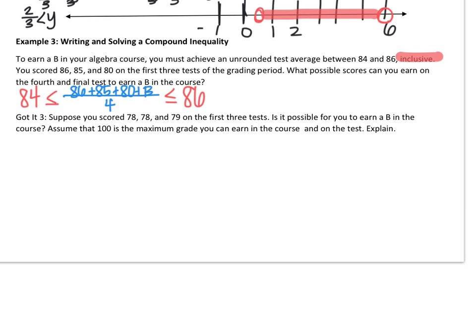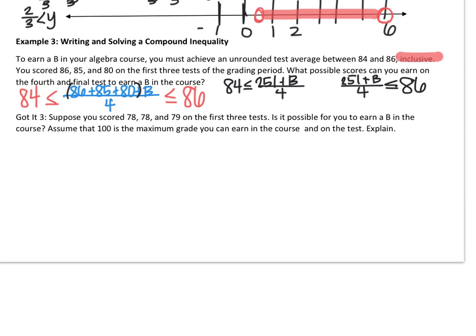To solve this, what I would do is take your 3 tests you already have and go ahead and add them together instead of having to write them over and over again. And I get 251. So I'm going to write 84 less than or equal to 251 plus B over 4. And then I'm going to write 251 plus B over 4 less than or equal to 86. Because what I'm doing is taking my compound inequality and I'm splitting it up into 2 different ones.